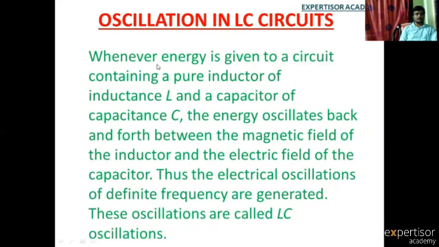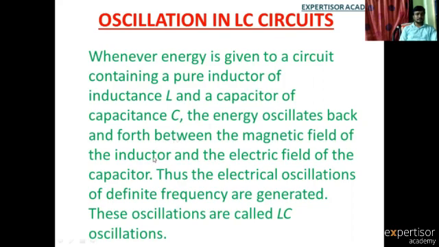Okay, so let's verify this oscillation in LC circuits. Whenever energy is given to a circuit containing a pure inductor of inductance L and a capacitor of capacitance C, the energy oscillates back and forth between the magnetic field of the inductor and the electric field of the capacitor. Here, energy oscillates from inductor to capacitor.